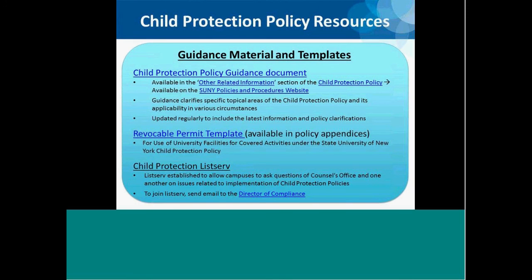Among the resources available on both the SUNY Policies and Procedures website and on the Compliance website is the Child Protection Policy Guidance Document. The guidance document clarifies specific topical areas of the policy and its applicability in various circumstances. The guidance document is updated continuously as new questions arise. In addition, both websites provide a link to the revocable permit template that is used when third parties use university facilities for activities involving children.